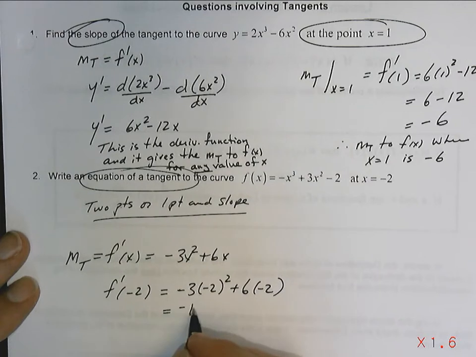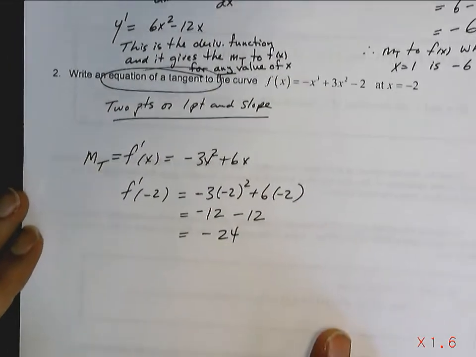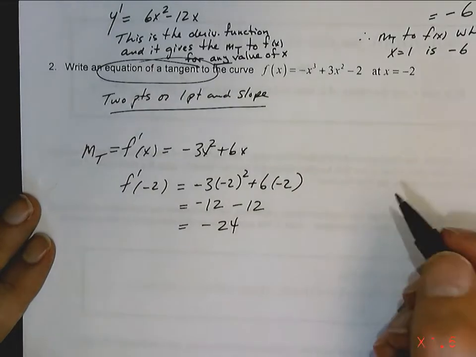Oh, no, Natalie, I think I got it right. This is where that negative 24 came in. Okay, so that's my slope of my tangent.